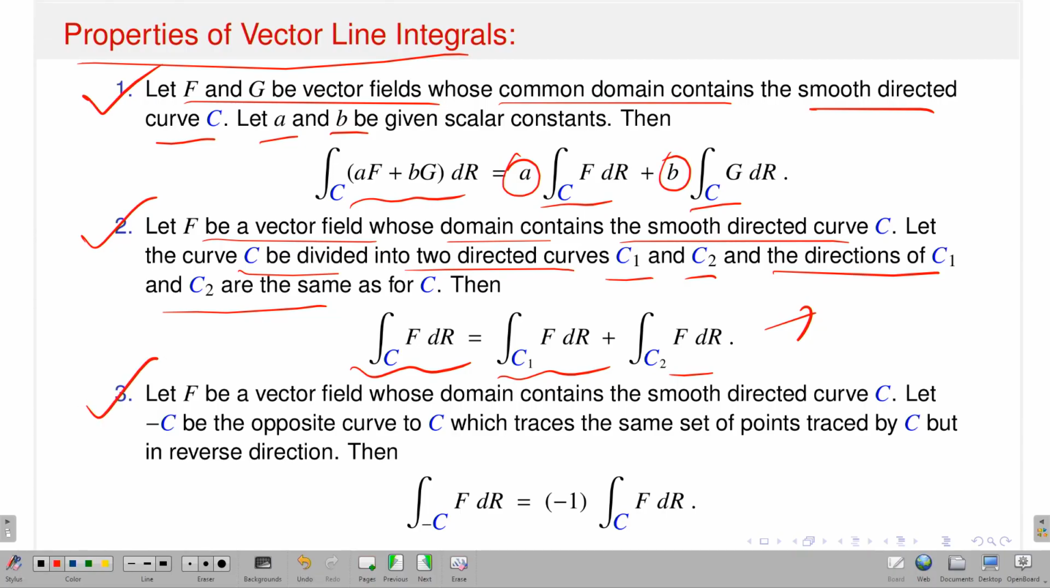This one I already discussed. If capital F is a vector field whose domain contains a smooth curve C, and suppose minus C is the opposite curve to C, which traces the same set of points traced by C but in the reverse direction, that we know. In that case, if I calculate the vector line integral of capital F over minus C, it is nothing but the vector line integral of capital F over C, but you have to multiply it by minus 1.